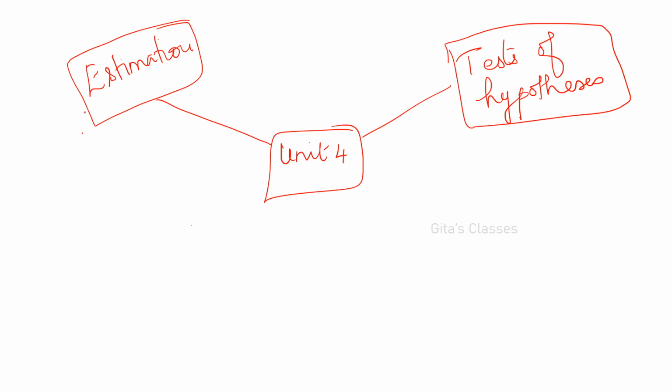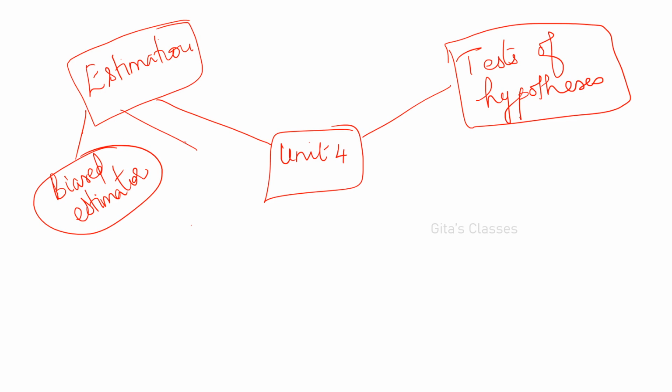And we have definitions of biased estimator and unbiased estimator. So many definitions are there. Please go through them, biased estimator and unbiased estimator also. I'll do some problems on this. Okay, now.